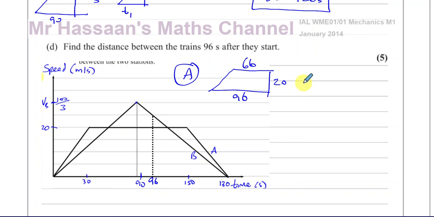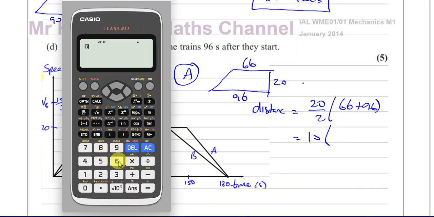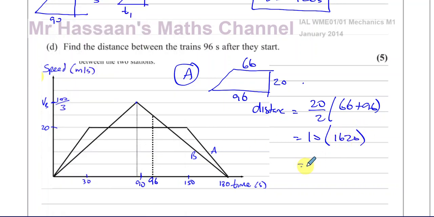So we can say that the distance traveled for A in 96 seconds is going to be the difference between the parallel sides, which is 20 over 2, times the sum of the parallel sides, which is 66 plus 96. So that's going to give me 10 times this value here. So you have 66 plus 96, which gives you 162. So you're going to end up with 1,620 meters. That's how far the first train has moved after 96 seconds.